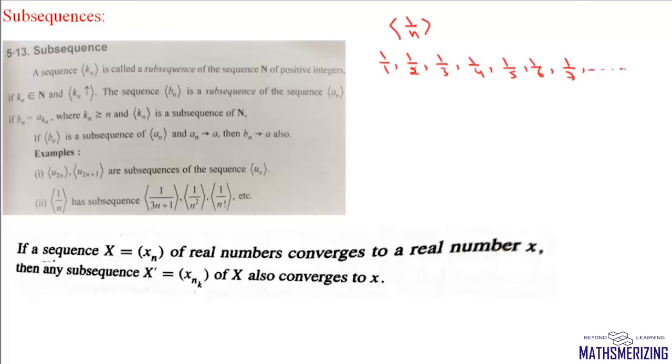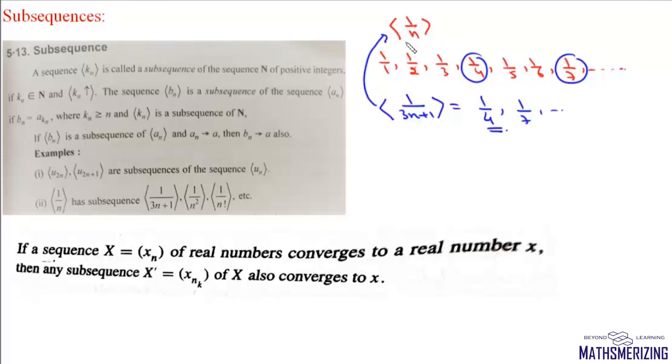Now if we consider another sequence which is 1 upon 3n plus 1, this sequence will contain the terms 1 by 4, 1 by 7. All the terms in the second sequence are already present in the sequence 1 by n. Then we can say this second sequence is a subsequence of the given sequence.